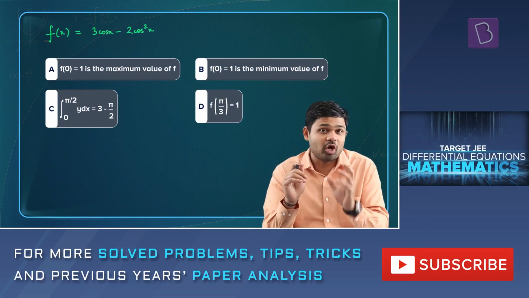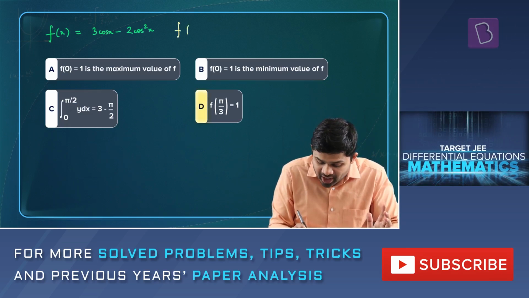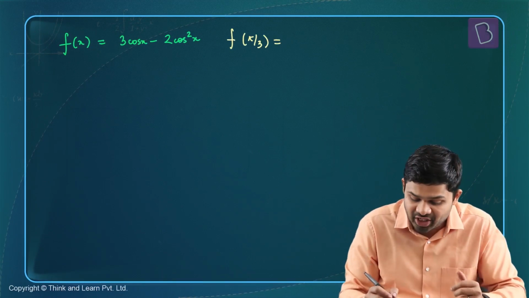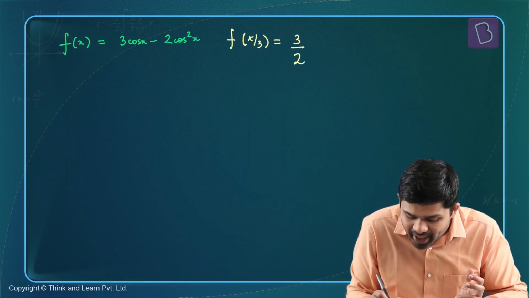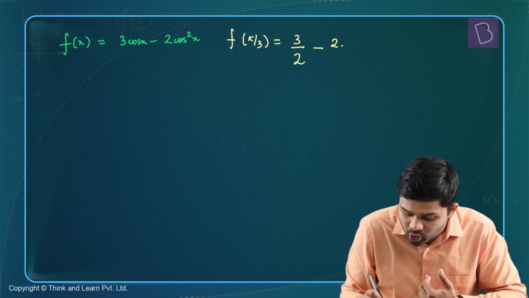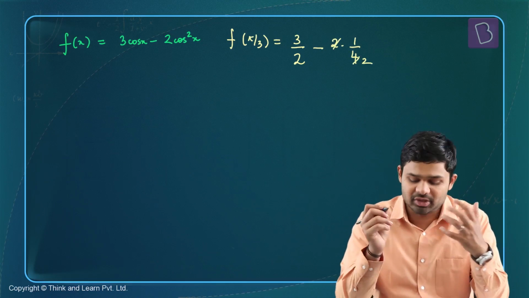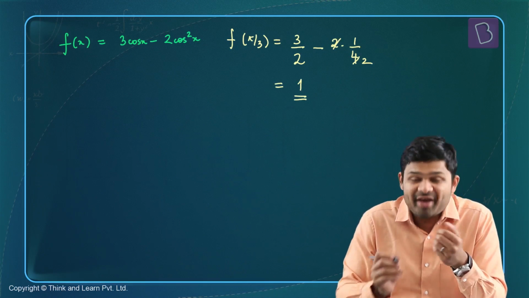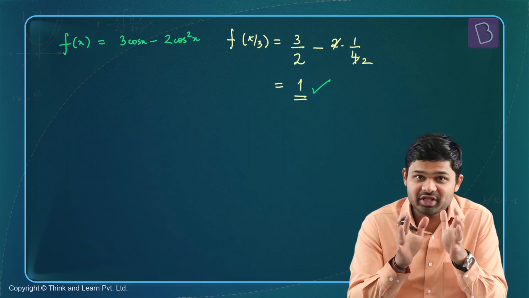The final option, option D, is the simplest to solve because we have to find out the value of f of pi by 3. We know f of x, so f of pi by 3 is just substituting the value of x with pi by 3. So I get 3 cos pi by 3, and cos pi by 3 is a half. So I get 3 by 2 minus 2 times cos square pi by 3, which is going to be 2 times 1/4. So that's 3 halves minus a half, which is nothing but 2 halves, and 2 halves is nothing but 1. So f of pi by 3 is 1. So option D is actually one of the correct answers.